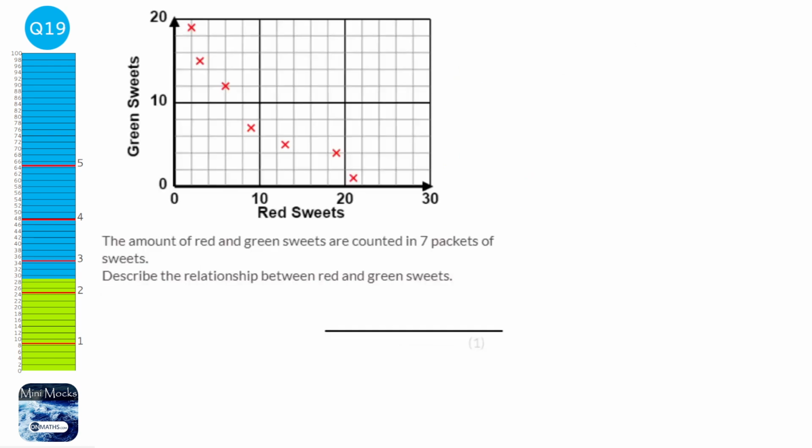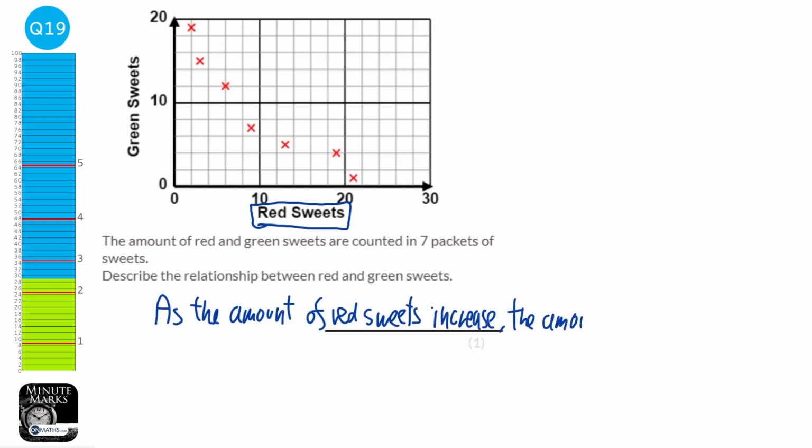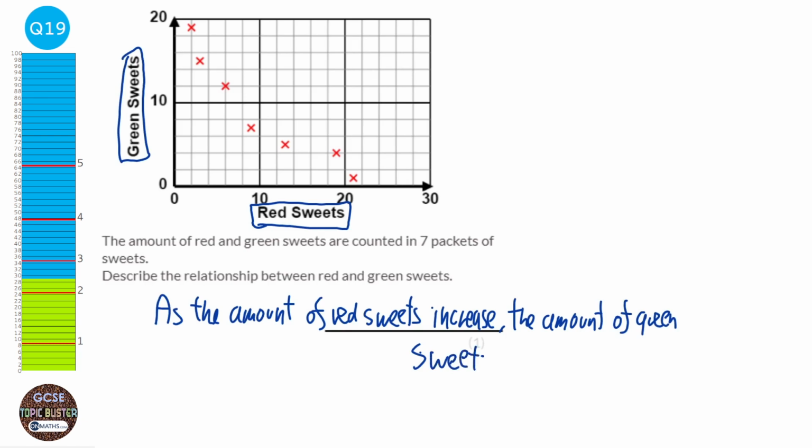So when asked to describe a relationship, I always start off the sentence as the amount of, and I pick this one here, the X one, red sweets increase, the amount of, and then I pick this one here, green sweets, and this is the only word here that changes.